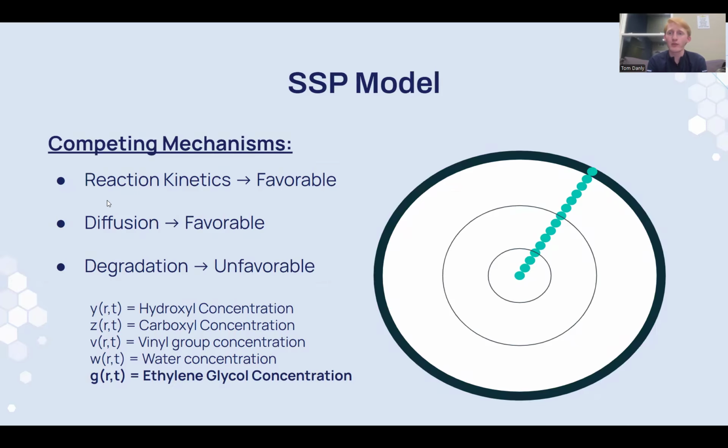So these two are more favorable at higher temperatures. However, reaching too high of temperatures leads to thermal degradation of these bonds. So to analyze this, I created a model.